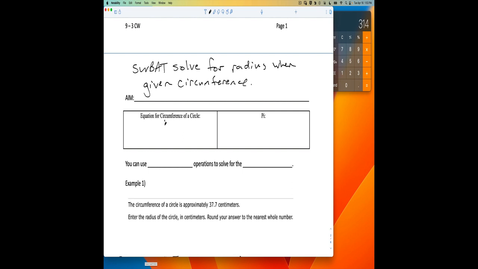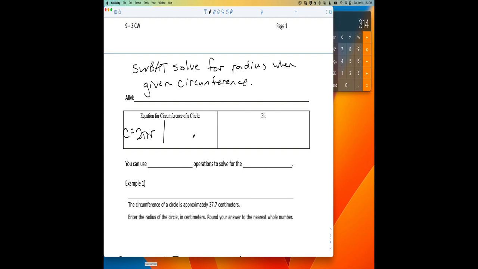The equation for circumference, again, is what, Cody? Give me one of them. C equals something. Close. Close. Go back. That's why we wrote it down a couple times. Good. 2 times pi times radius.